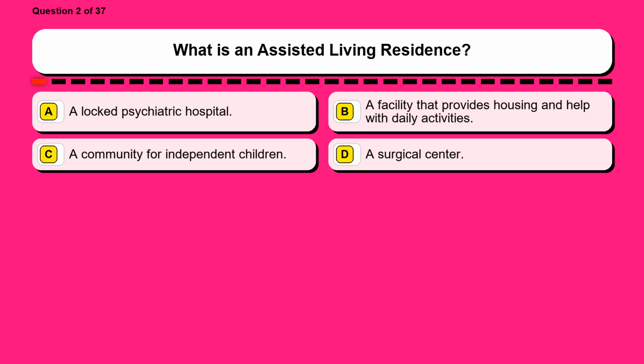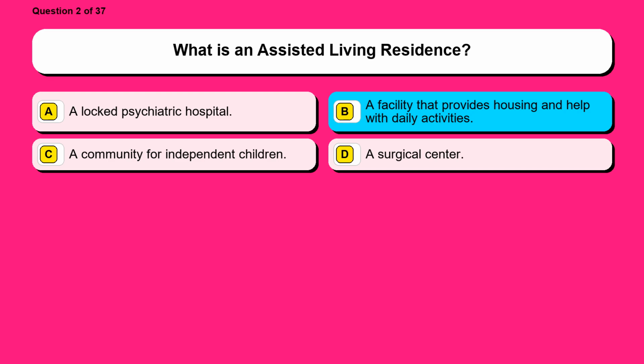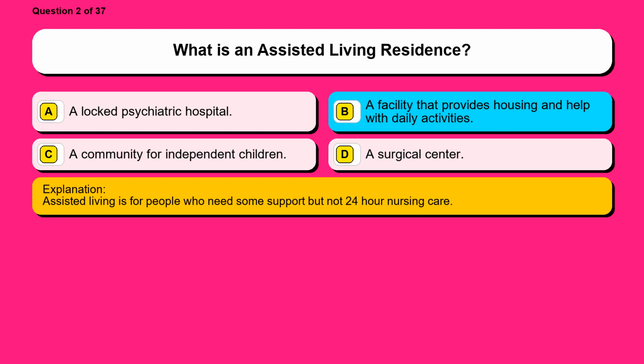Question 2. What is an assisted living residence? Option A. A locked psychiatric hospital. Option B. A facility that provides housing and help with daily activities. Option C. A community for independent children. Option D. A surgical center. The correct answer is option B. A facility that provides housing and help with daily activities. Assisted living is for people who need some support but not 24-hour nursing care.